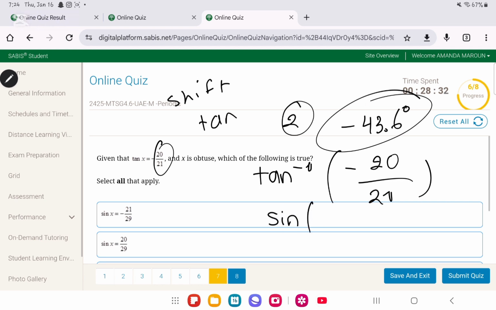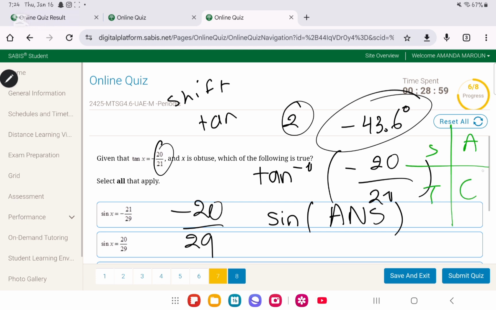No need to take it estimated, by the way. Take it exactly as it is given on the calculator. You can do sine and put answer. So sine of the answer, and you are going to get minus 20 over 29. But here, again, we are going to draw the quadrants. Students try cheating. They said it is obtuse, so it's between 90 and 180. So it is in the sine quadrant. So only sine is going to be positive. So here it is going to be a positive sign. So it's going to be plus 20 over 29.